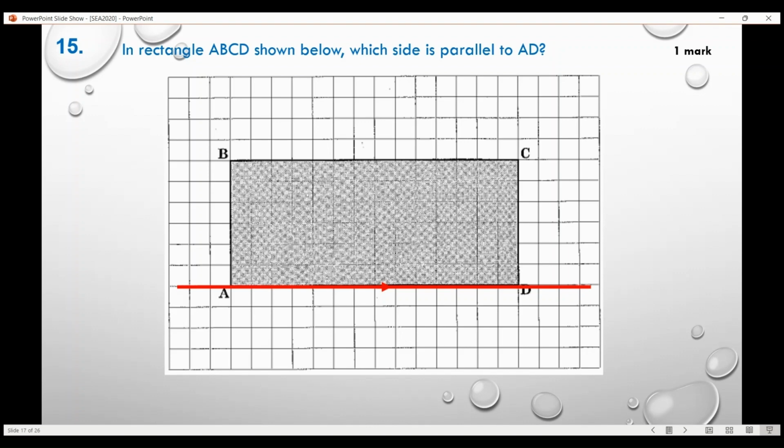If we could look at the line AB, which is going up, AB and AD meet at the corner A. So those two lines are not parallel. CD and AD, one is up, one is across, they meet at D. So those aren't parallel. So what is parallel to AD? It will be the line BC. Because if we look at it, both of the lines are heading in the same direction and they're the same distance apart. As such, which side is parallel to AD? That is BC.